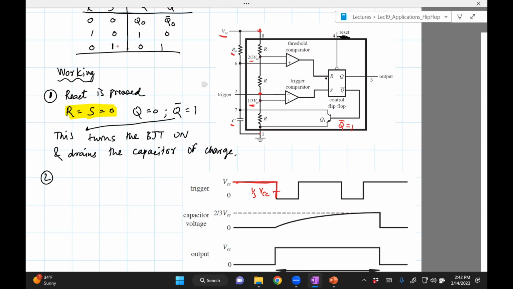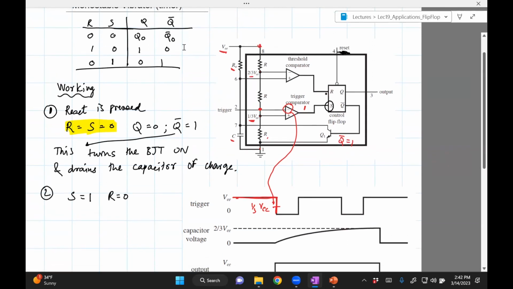So what happens here is that when this trigger goes below 1/3 VCC, you'll see that this goes 1. The output is 1. That is, this logical condition is true. So it becomes less than 1/3. This maps here. This goes 1. Okay, what does that mean? It means that S equals 1, right? But R remains 0.